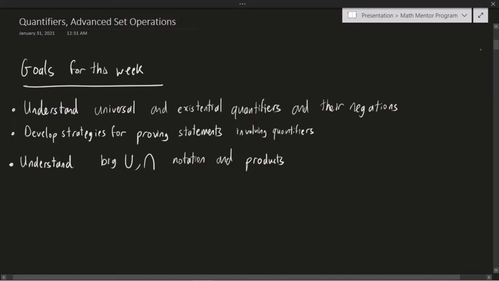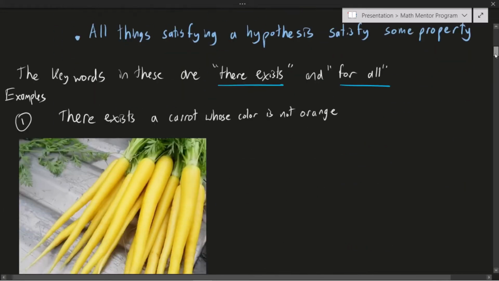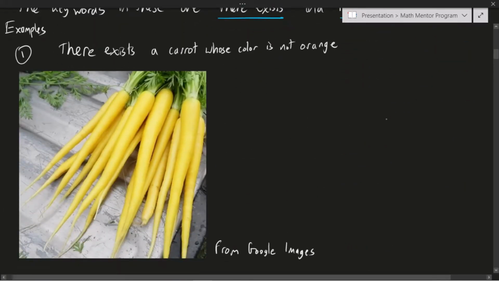To start, we want to ask ourselves the question of how can we talk about general things in mathematics? These will often come in two flavors. Either we would say that something with a certain property exists, or that all things satisfying a hypothesis will satisfy a given property. And the key words that I want you to notice here are "there exists" and "for all." So some examples include this. There's a carrot whose color is not orange. So here I have a yellow carrot that I found on Google Images.